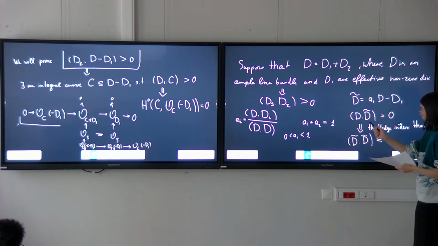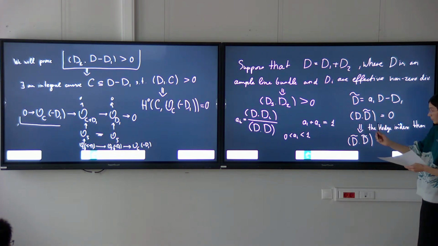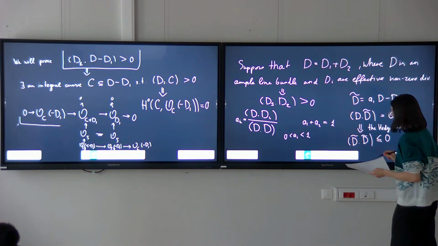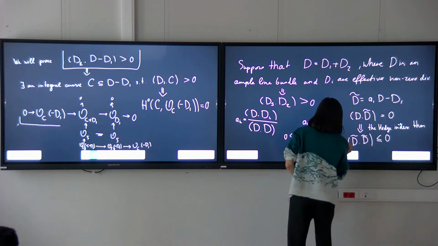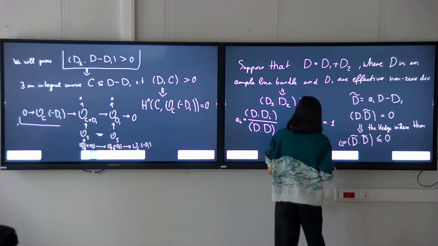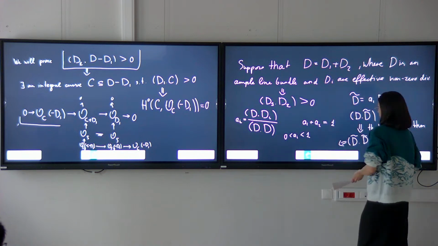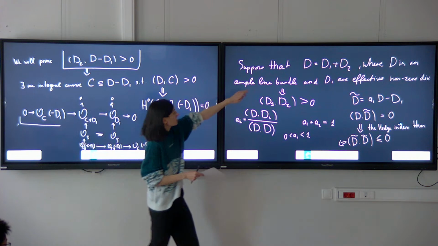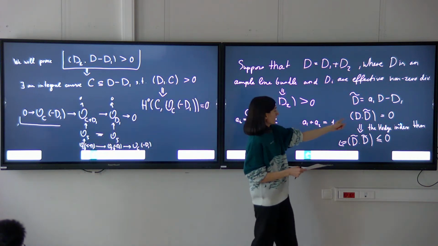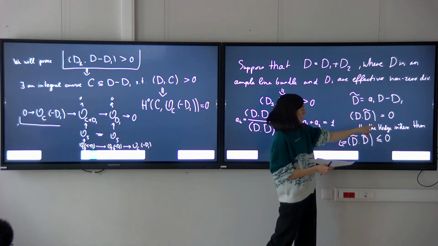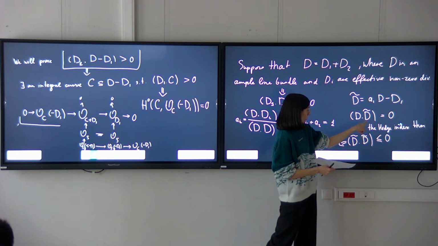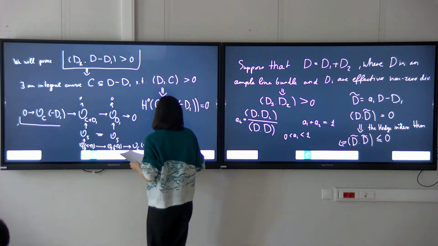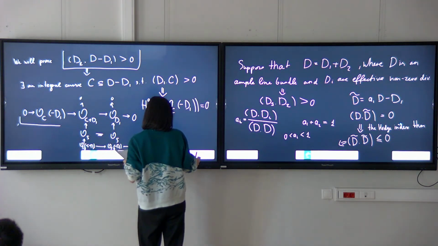It is orthogonal to an ample line bundle, so it's less or equal to 0. And now how can we obtain the statement from this? Wait, D tilde was ample. No, D was ample. D was ample, and here we take the intersection with D. So this divisor is orthogonal to an ample line bundle, so its self-intersection is less or equal to 0.